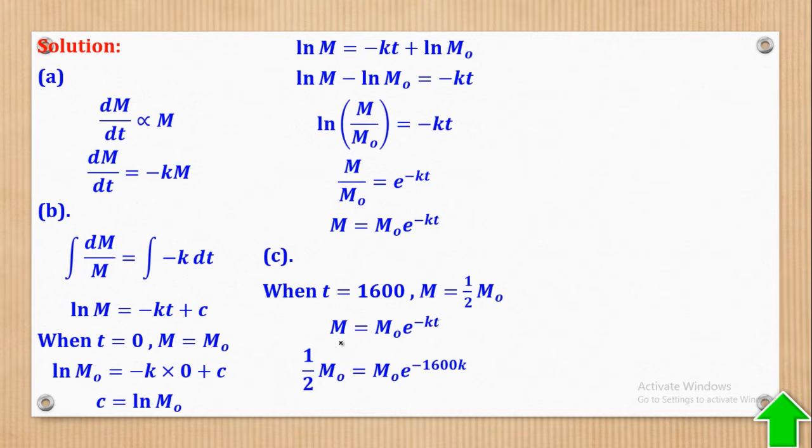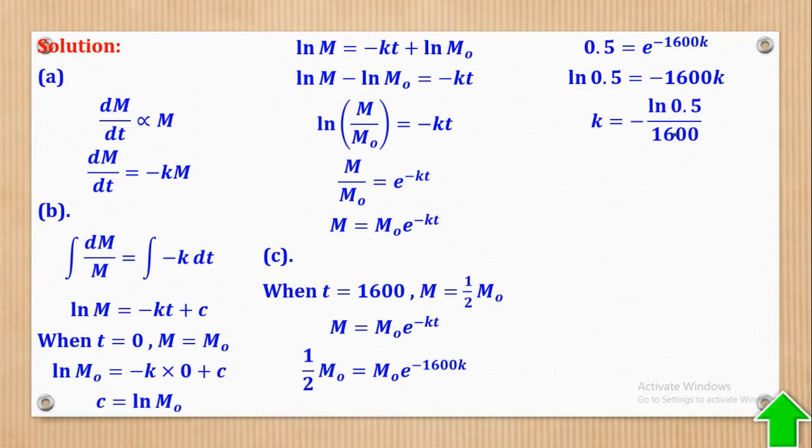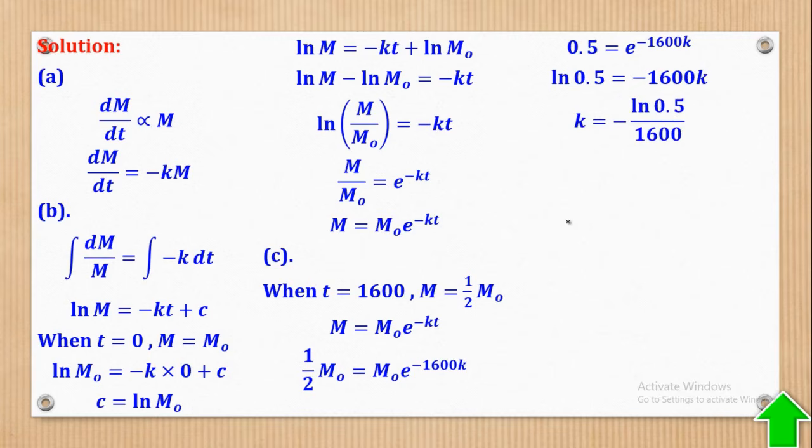Now realize that this m0 can cancel to remain with 0.5 equal to exponent of negative 1600k. Now in that case, it is only k which is the unknown, therefore I can get the value of k as negative ln 0.5 over 1600. So now we shall say that when m0 is equal to 15 grams, m is equal to 13.6 grams, because that is what was given if you look at this question.